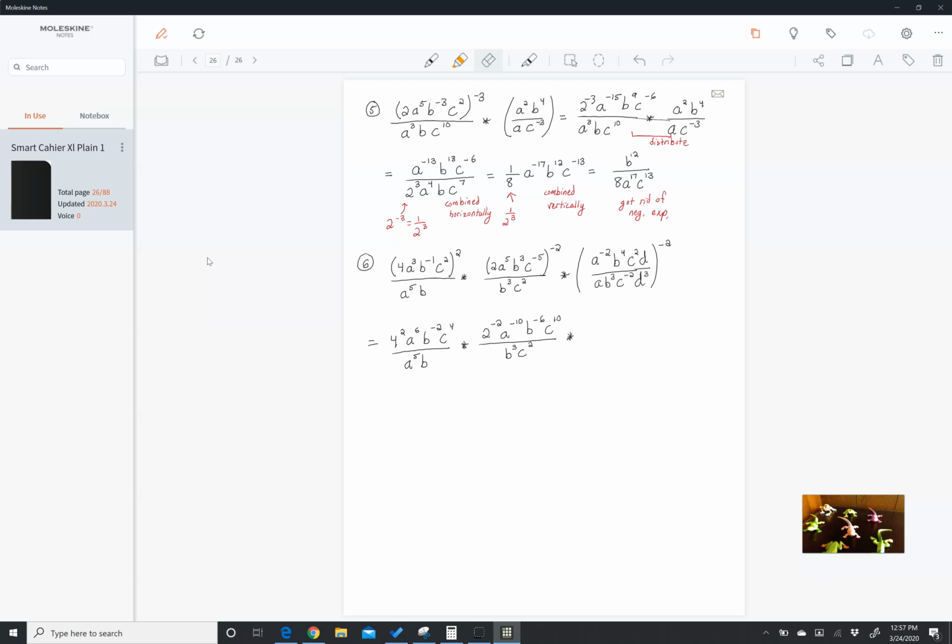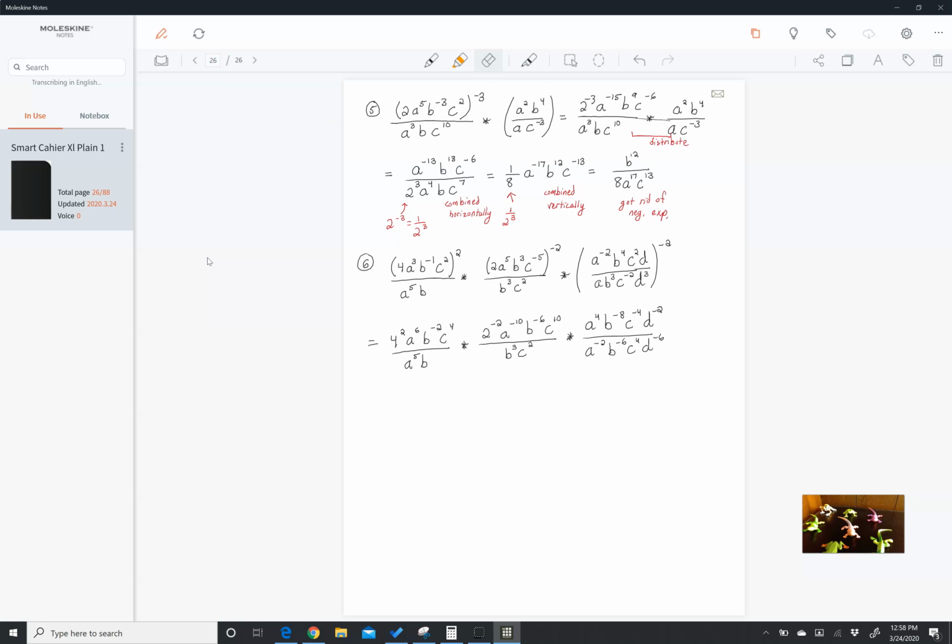And now the last one. We distribute the exponent to everything. So it becomes a to the 4th, b to the negative 8, c to the negative 4, d to the negative 2, over a to the negative 2, b to the negative 6, c to the positive 4, and d to the negative 6.